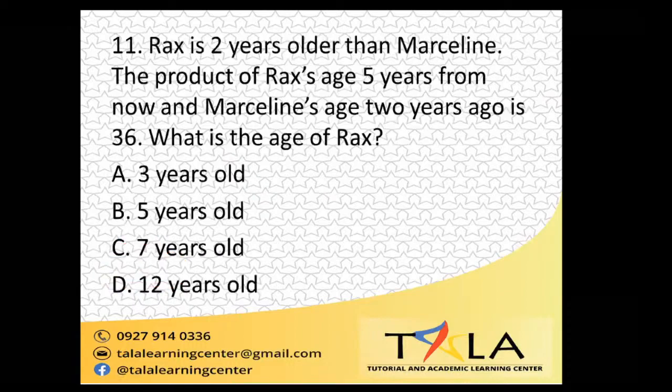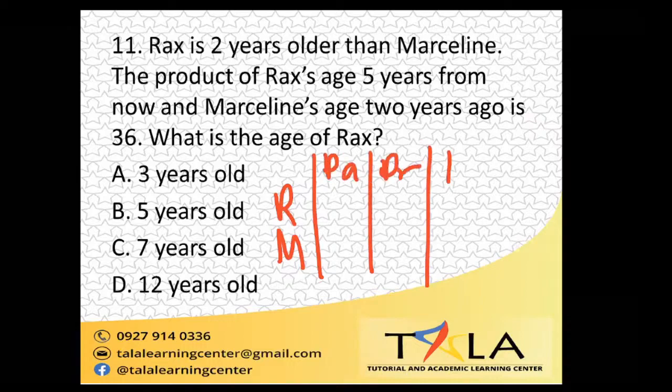Okay, next. Rax is 2 years older than Marceline. The product of Rax's age 5 years from now and Marceline's age 2 years ago is 36. What is the age of Rax? So let's arrange it. We have Rax and then we have Marceline. So past and then present and then future. Rax is 2 years older, so Rax is older. So x for Marceline and then x plus 2 for Rax.